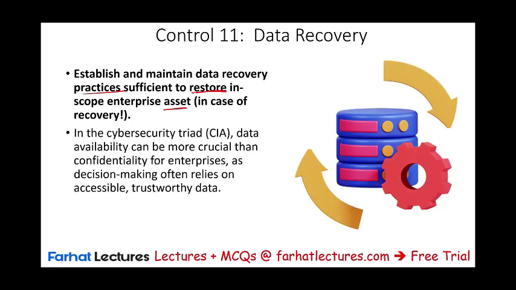Well, in the cybersecurity triad, the CIA, which stands for confidentiality, integrity, and availability, they say data availability can be more crucial than confidentiality. They're both important, but if you don't have the data, how good is confidentiality? As decision-making often relies on accessible, trustworthy data. So we want the data to have integrity, confidentiality, and availability, but if it doesn't exist, it's not good. There's nothing we can do.